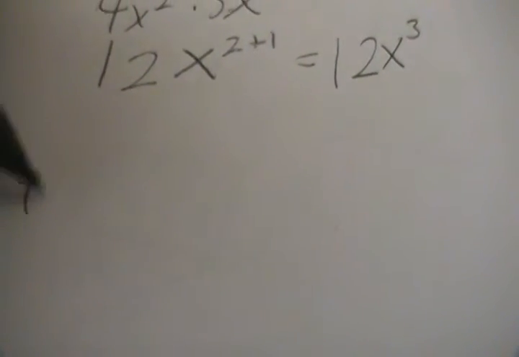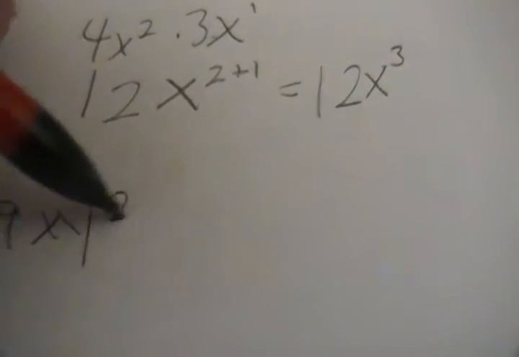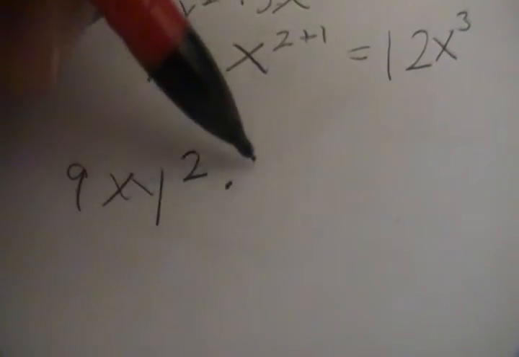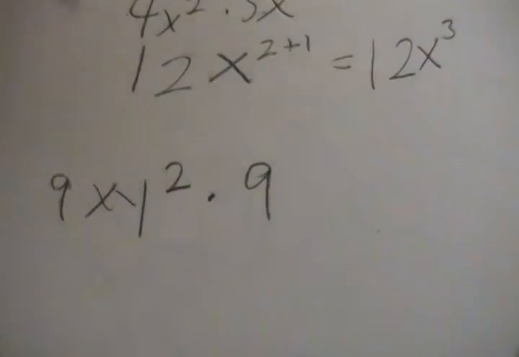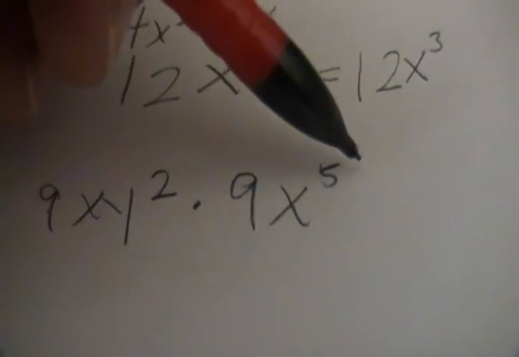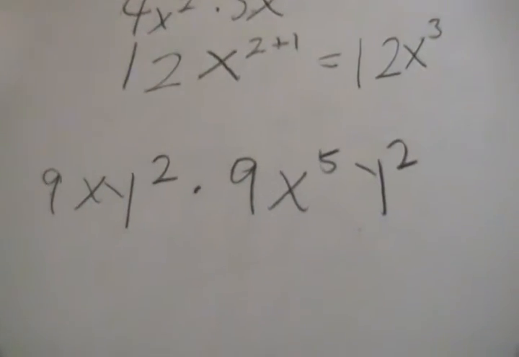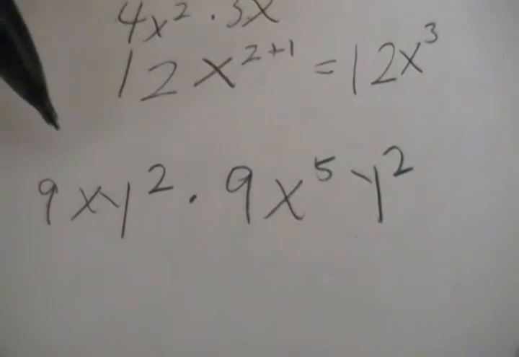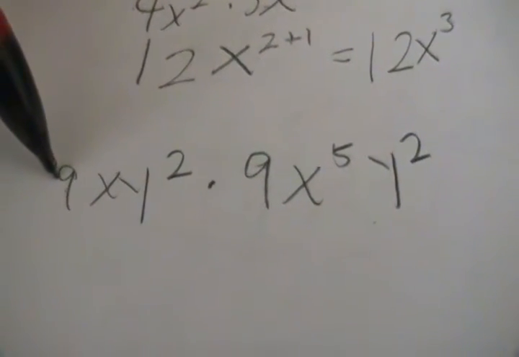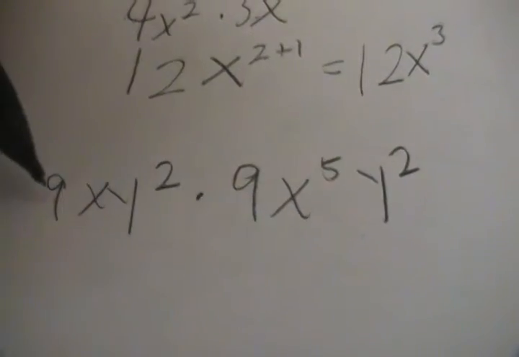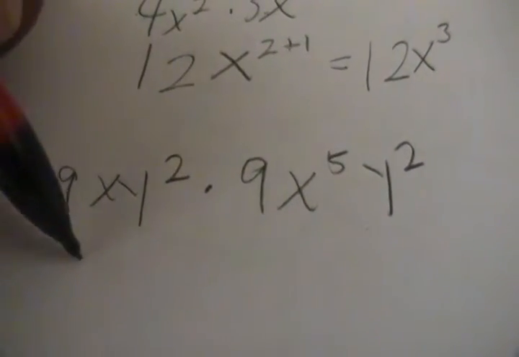Let's try 9xy squared times 9x to the 5th power times y squared. Okay, so first thing we do is we can multiply the coefficients. 9 times 9 is 81.